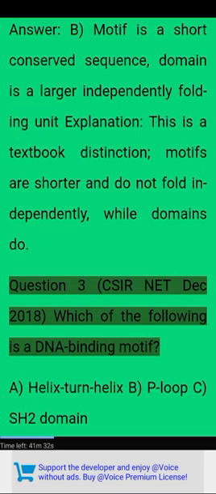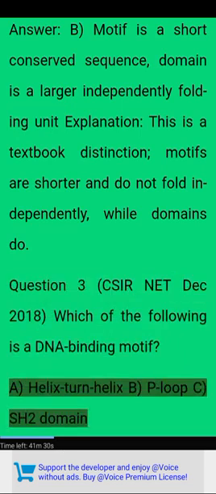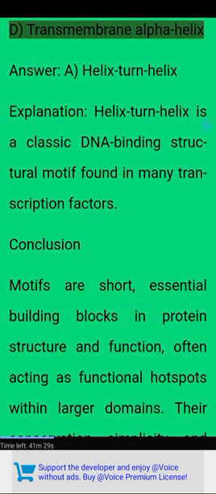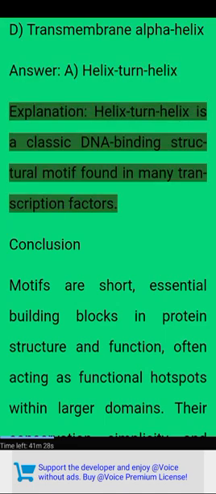Which of the following is a DNA binding motif? A. Helix turn helix. B. P-loop. C. SH2 domain. D. Transmembrane alpha helix. Answer. A. Helix turn helix. Explanation. Helix turn helix is a classic DNA binding structural motif found in many transcription factors.